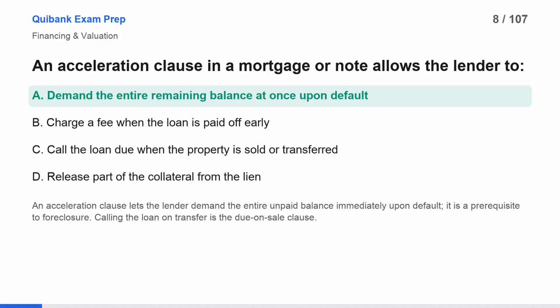The answer is A. Demand the entire remaining balance at once upon default. An acceleration clause lets the lender demand the entire unpaid balance immediately upon default. It is a prerequisite to foreclosure.